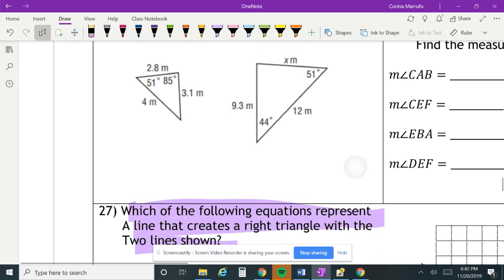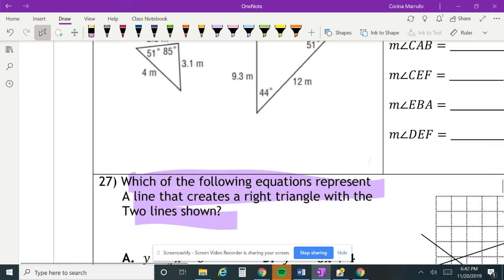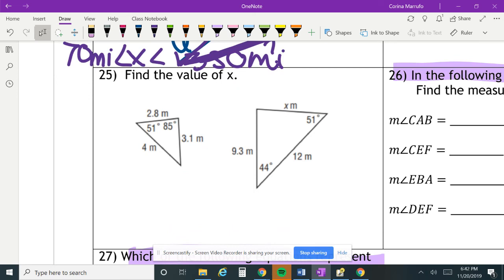Okay, the next one, we're almost done. We have 3 more problems. It says find the value of x. So we are looking for this side.